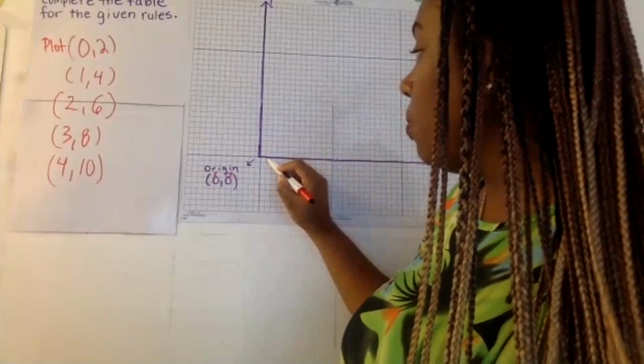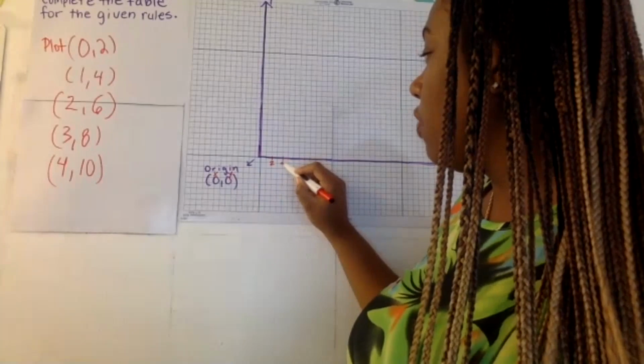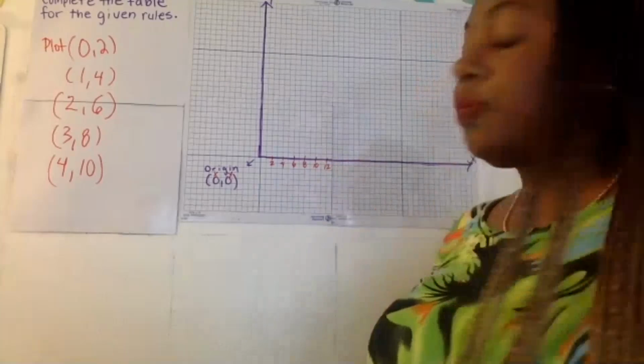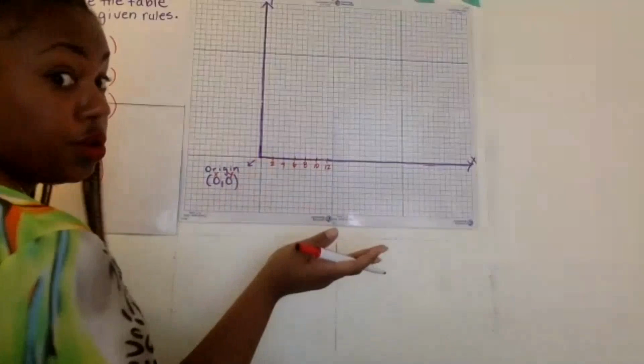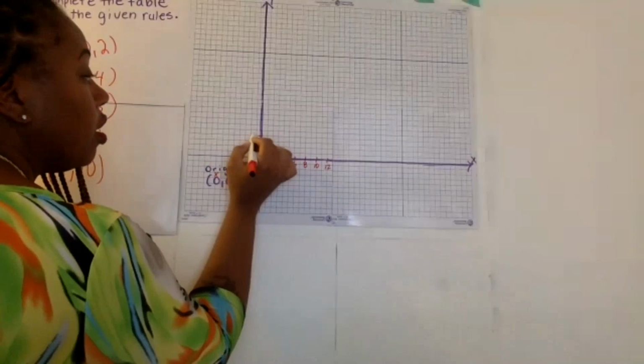So I'm going to skip 1 and I'm going to write 2. I'm going to skip, and I'm going to do the same thing to my Y line. I'm going to skip 1 since we're counting by 2s to 12. 2, 4.